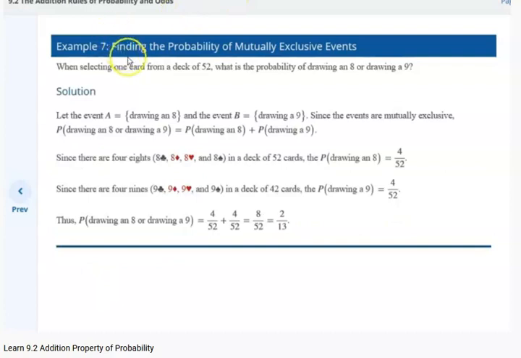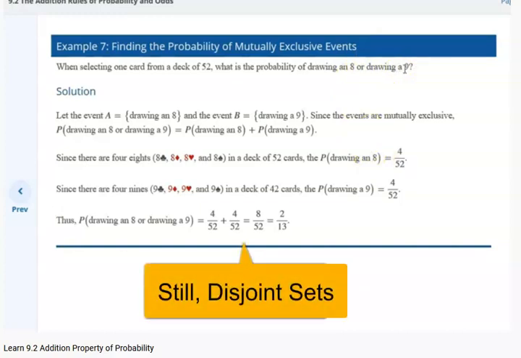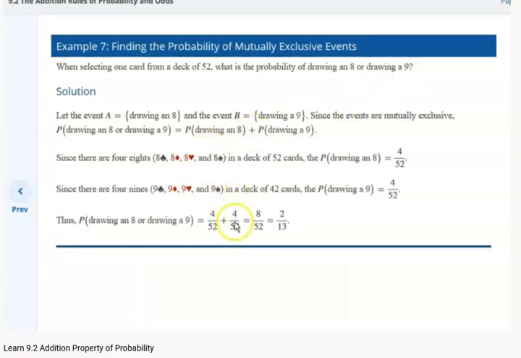For example 7 now, we are looking at a deck of 52 cards. What's the probability of drawing an 8? Well, remember, there are 4 8s in a deck, so that would be 4 out of 52. And then if the one you've drawn is replaced, drawing a 9. Well, these are mutually exclusive events, so it would be, again, 4 out of 52. Adding that up gives you 8 out of 52, reducing that to 2 out of 13.